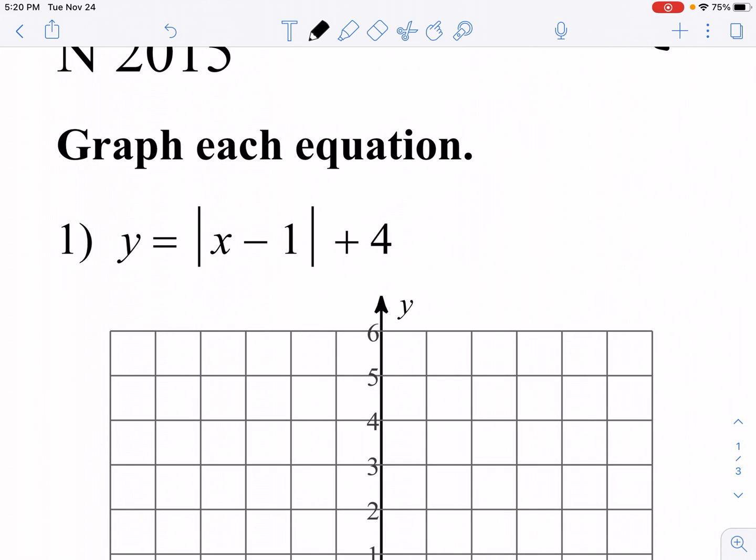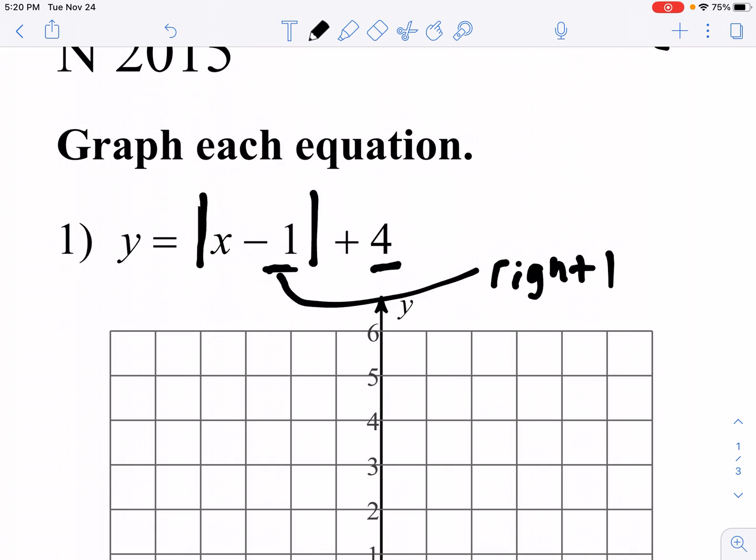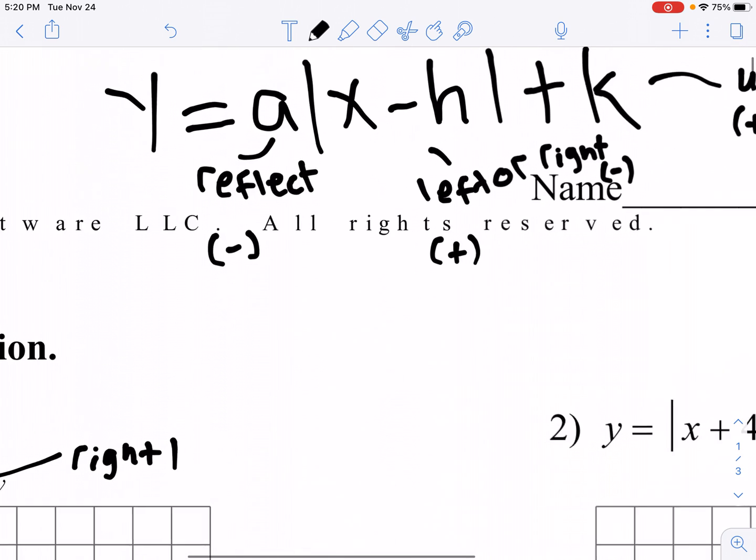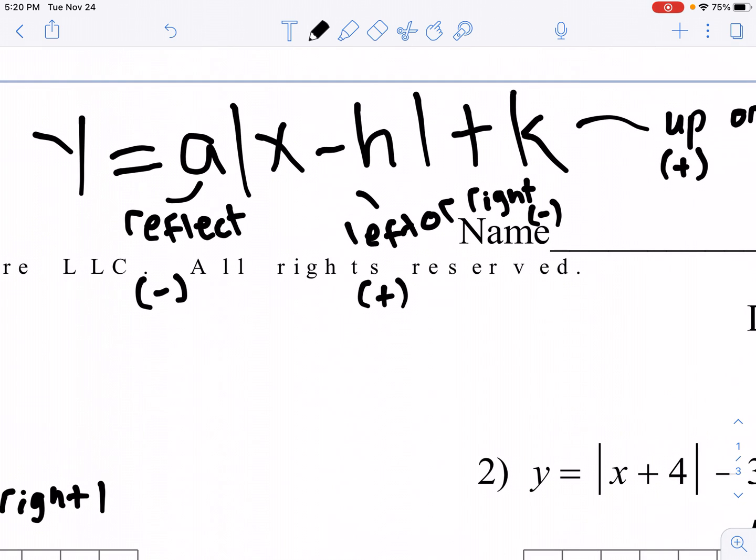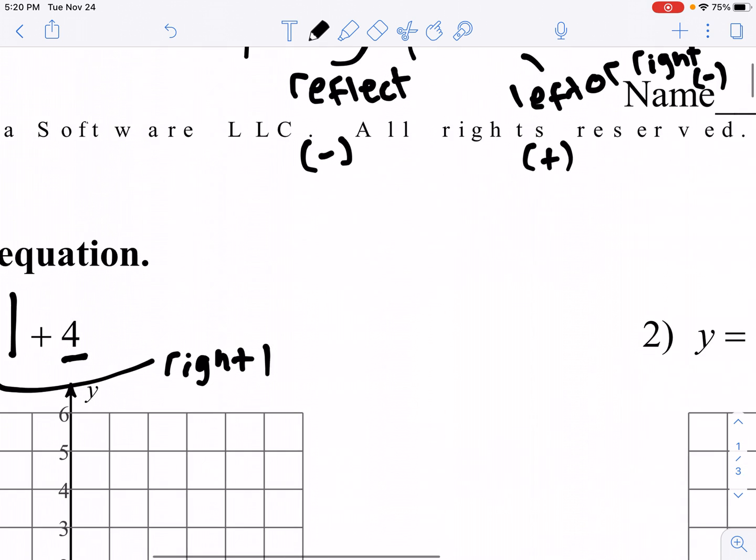So it's in our form, except we don't have anything being multiplied, but we have x minus h, where h is 1, plus k, where k is 4. Now, if it's inside the fence, we're talking left and right. Outside the fence, we're talking up and down. So inside our absolute value here, x minus 1, what is that going to do? Well, that's going to go to the right 1. So it's going to take our graph and move it to the right 1. So we said if it's inside, we're going left or right, but if we're subtracting, it's going to the right.